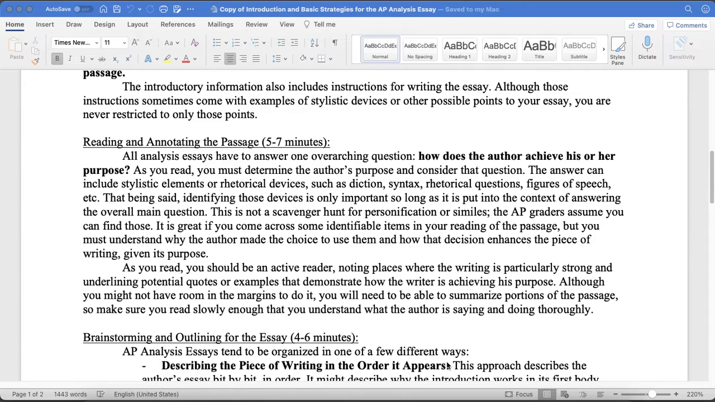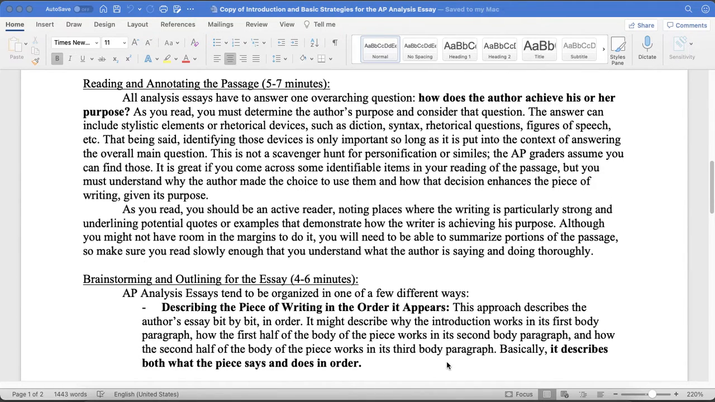I liken it to asking the students how a certain type of tree works in the ecosystem of the forest. The answer to that question can't be it's tall and leafy. You're not just going to describe features of the text. You're going to describe how the features of the text were chosen deliberately to advance the author's purpose, given his or her audience, time period, and context.